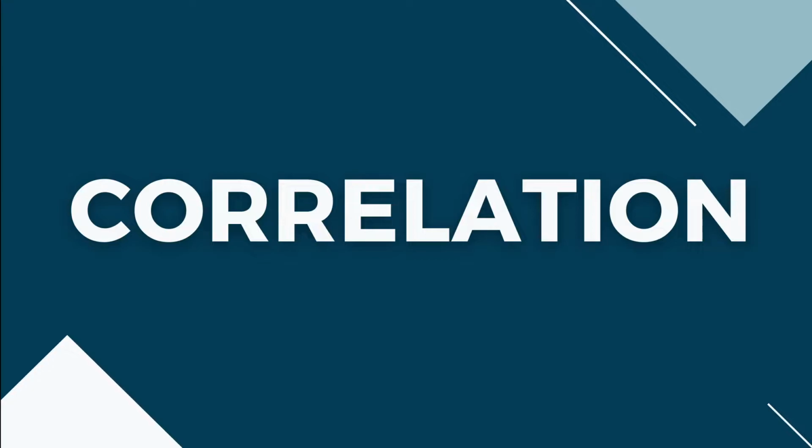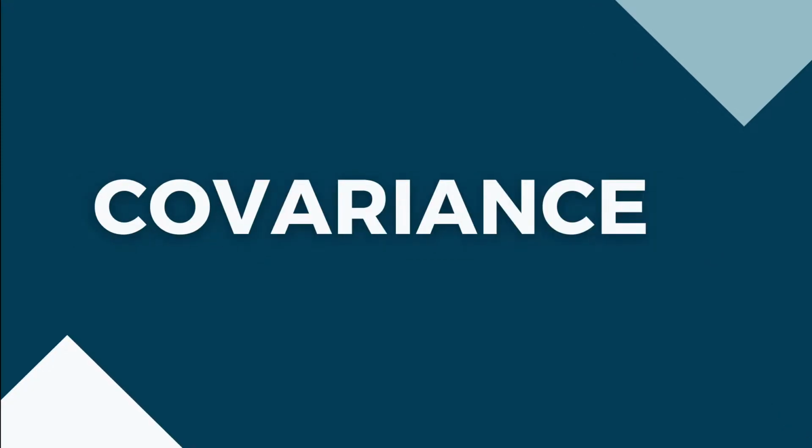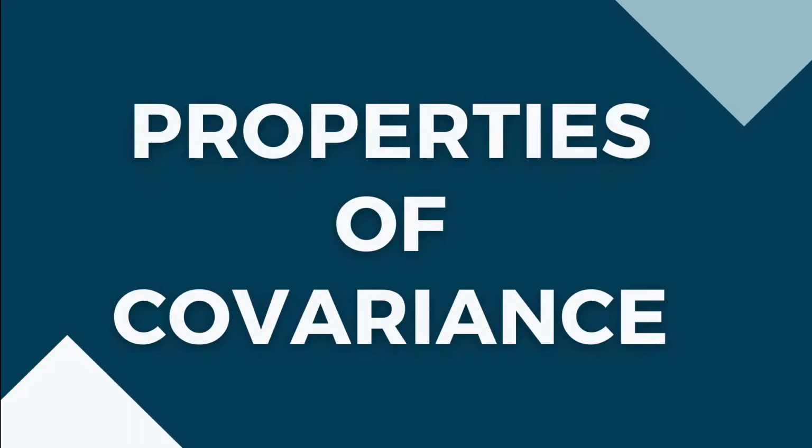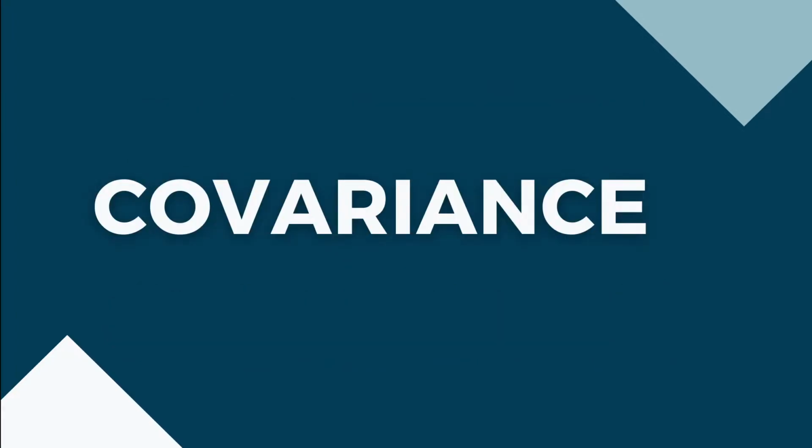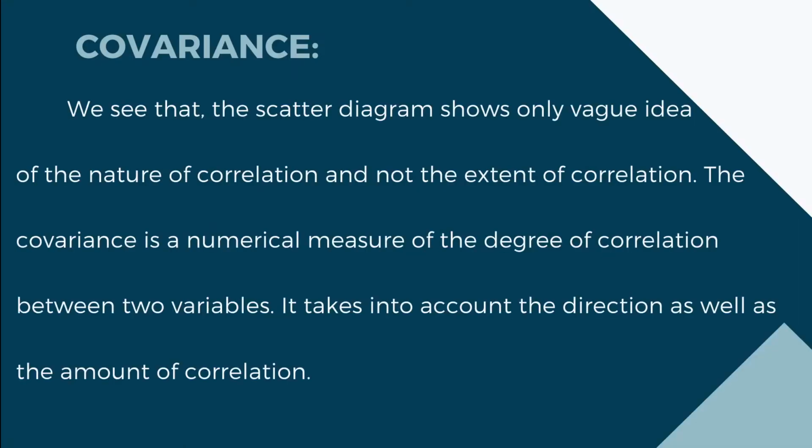The topic of today's lecture is correlation. In the correlation, we will learn covariance between the two variables x and y. And the next point, properties of covariance. In the properties of covariance, we will discuss some properties of covariance. Now we will start with the first topic, covariance.